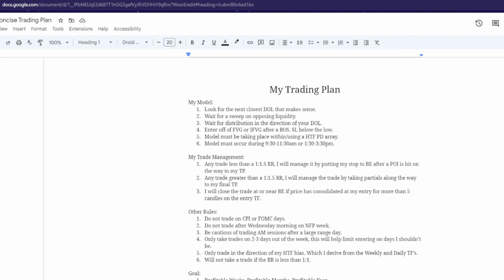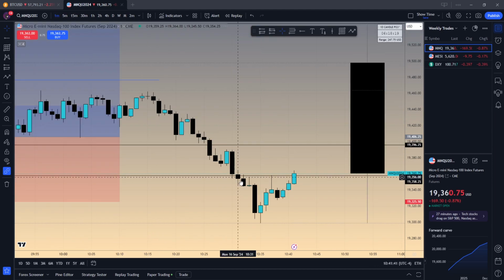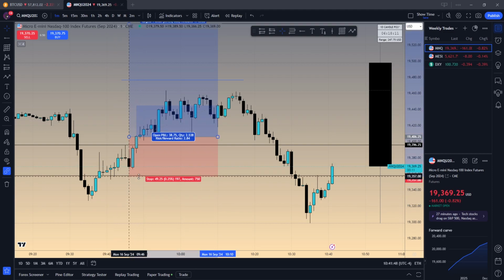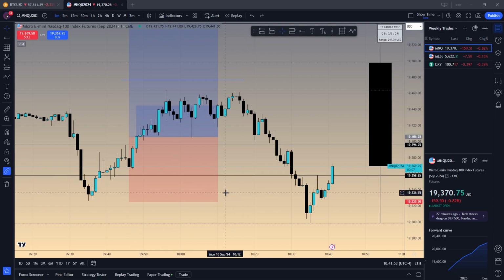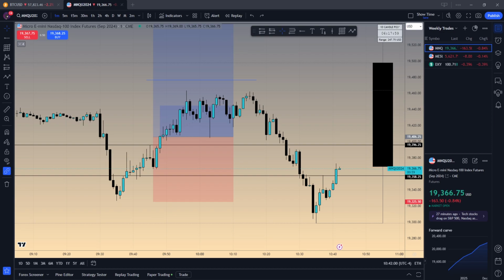Next up is enter off of a fair value gap or inversion fair value gap after a break of structure. Okay, that's key. After a break of structure, stop loss below the low. Okay, did we do that? We definitely did. Break of structure right here. Okay, stop loss below the low, like not even below this low, right? I could have been more aggressive. I could have said below this low. Nope, below that low, right? I'm being conservative here. I want to give my trade breathing room. I want to give it all the breathing room it needs. Okay, so there you go.